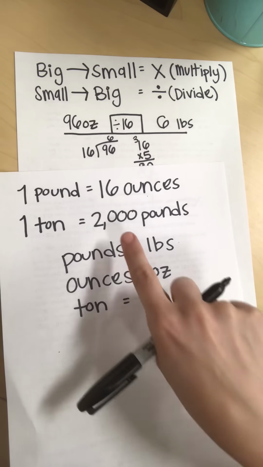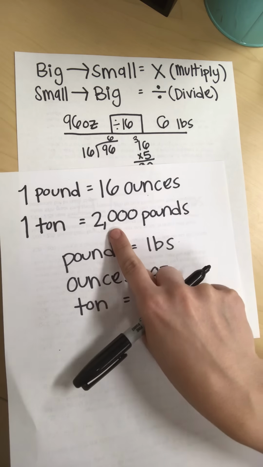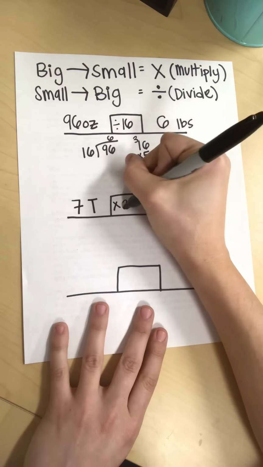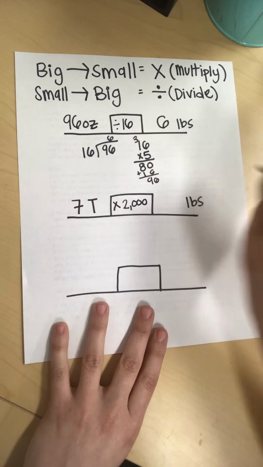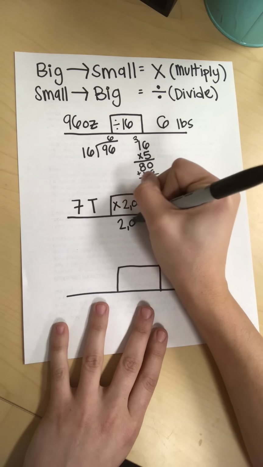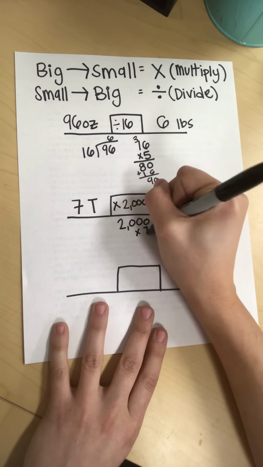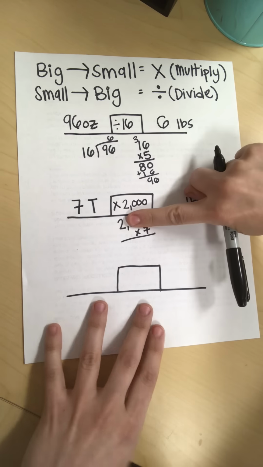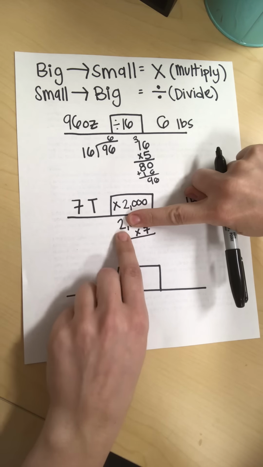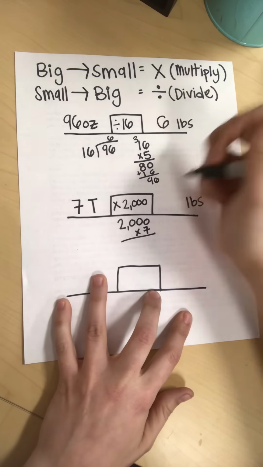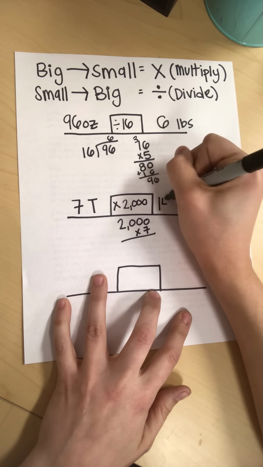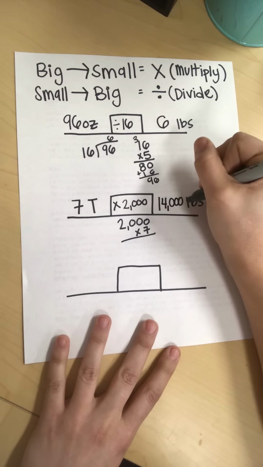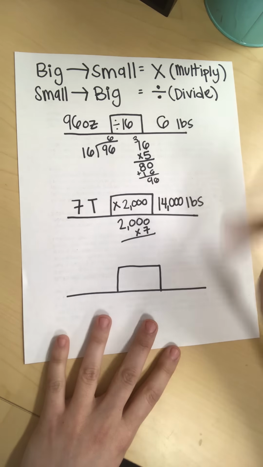Well, my blue arrow shows me that I have 2,000 pounds in 1 ton. So I'm going to multiply by 2,000. So 2,000 times 7, you can go and multiply it across, or you can remember our trick where you cover the zeros. 7 times 2 is 14, and then put them back. So we have 14,000 pounds.